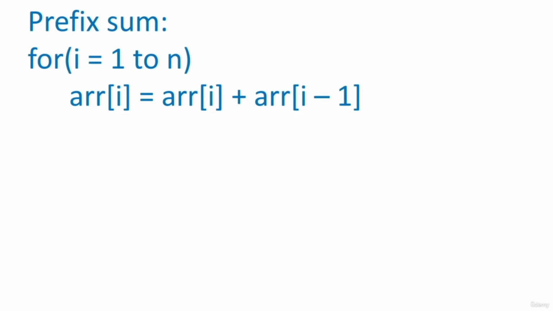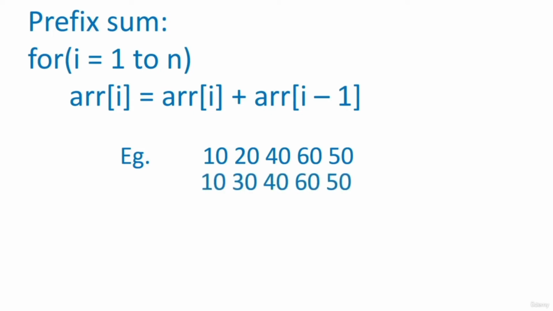We will understand this with the help of an example. So here we have an array with 5 elements: 10, 20, 40, 60 and 50. If we apply the prefix sum algorithm, then in the first iteration of the for loop we will get 30 in place of 20, which means the element at index 0, which is 10, and the element at index 1, which is 20, got added, and the sum got stored at the first index.